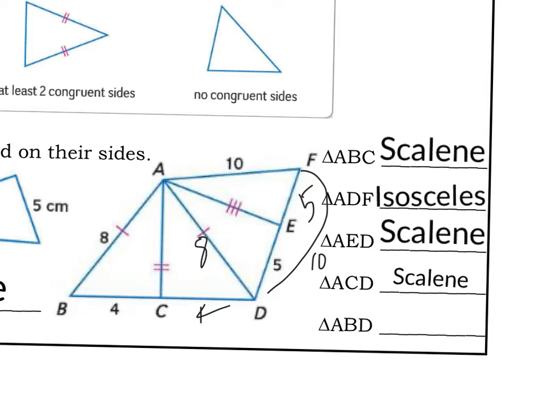And lastly, we have ABD. So A, B to D. So 8, 8, what's 4 plus 4? 4 plus 4 is 8. So 8, 8, 8 means all 3 sides are the same. If all 3 sides are the same, it's equilateral. Okay? So now let's do a few solving examples.